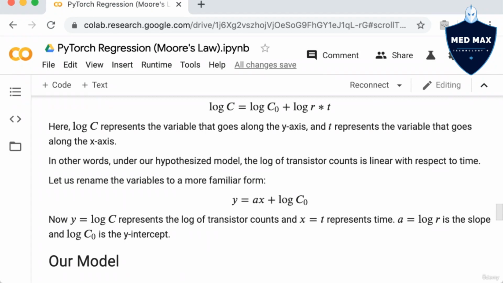So let's call the input x, the output y, and the slope a. A good thing to remember is that the slope of this line is the log of r, not r itself. We can leave the intercept term untouched because it's not related to the rate of growth. It's just the initial value of the count.